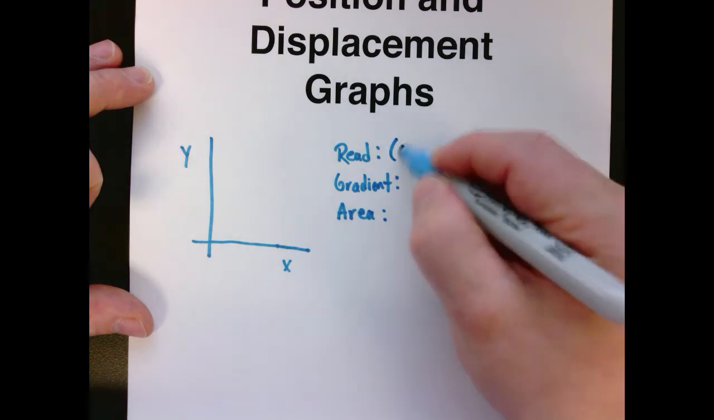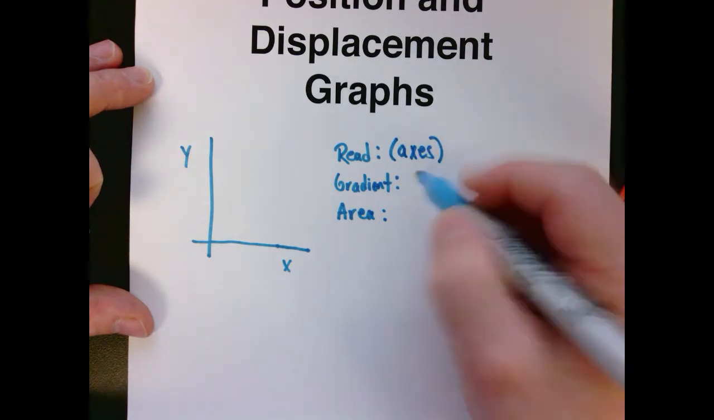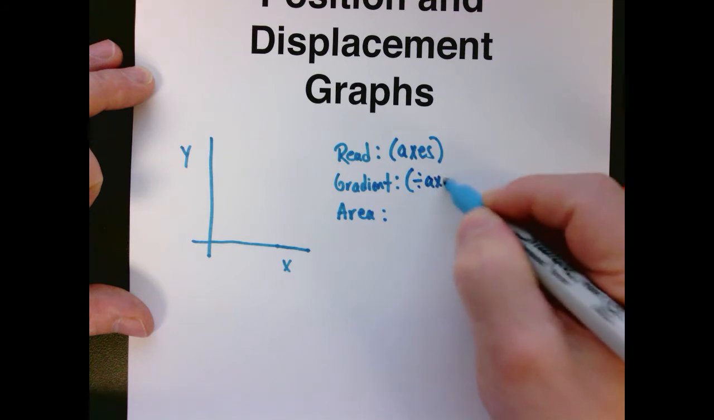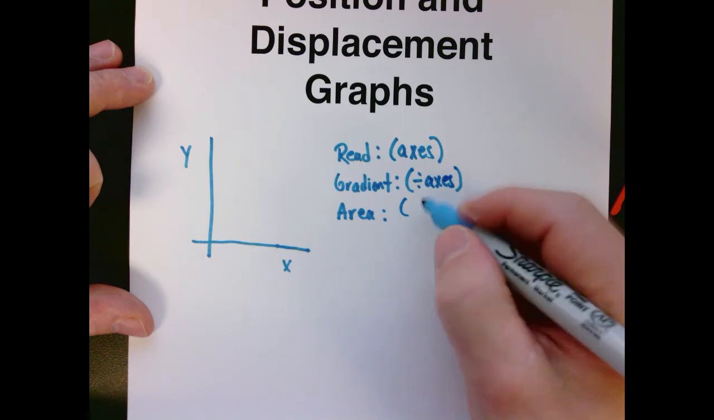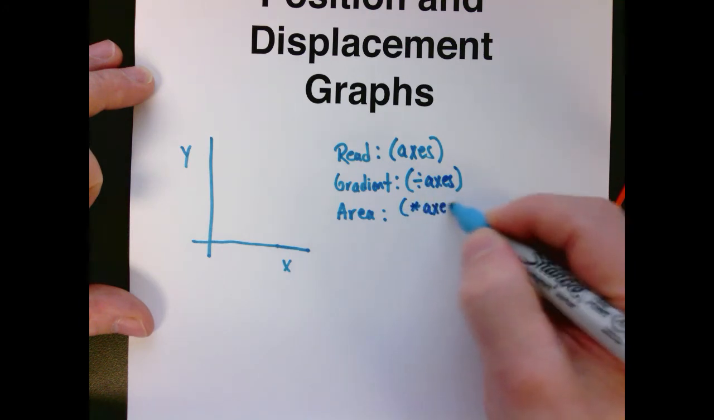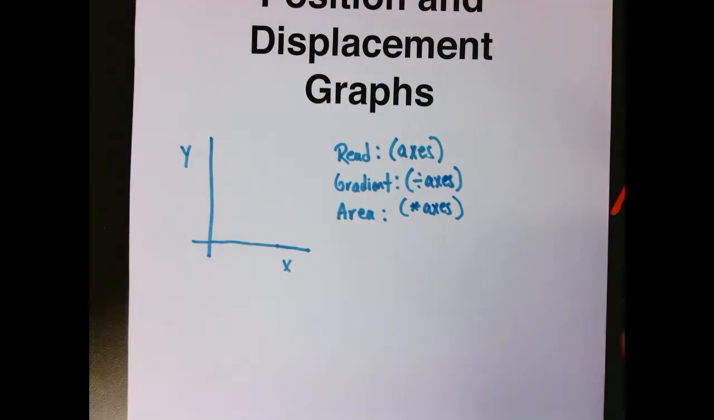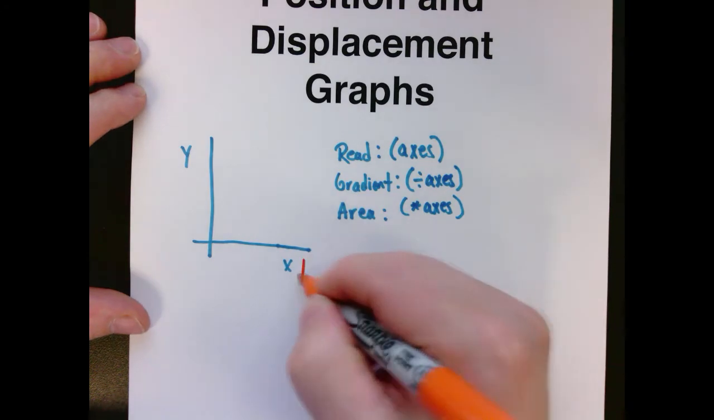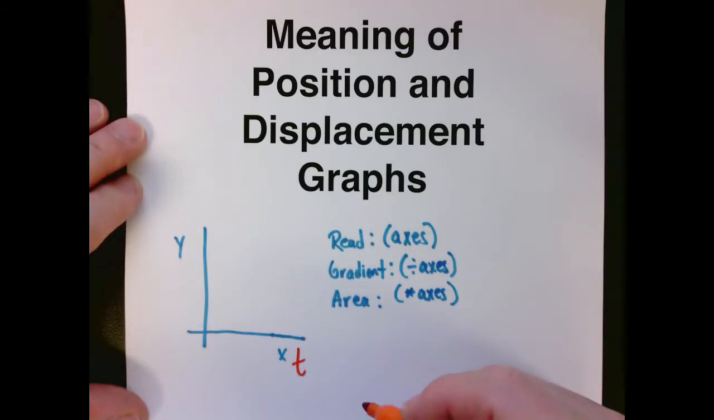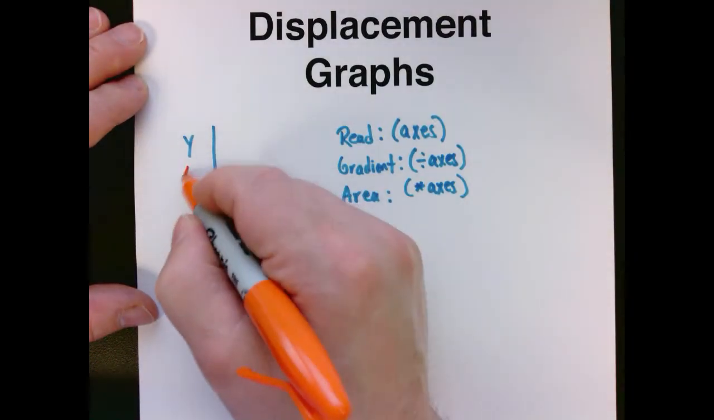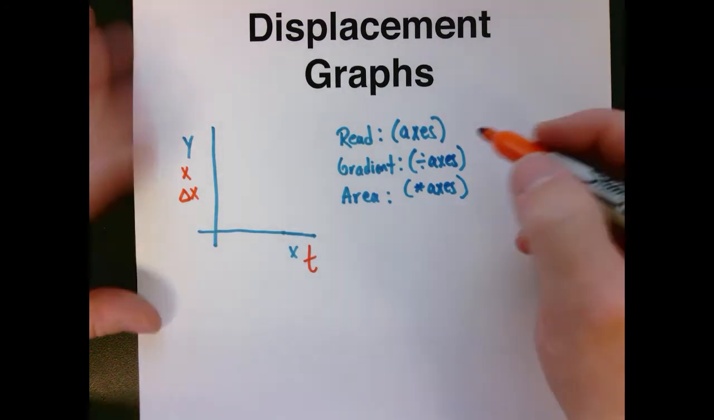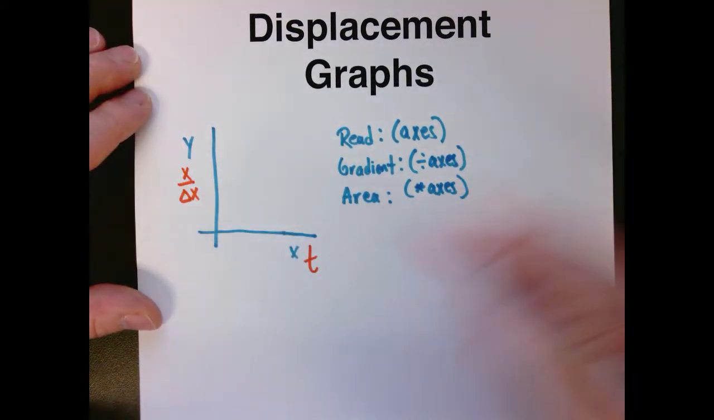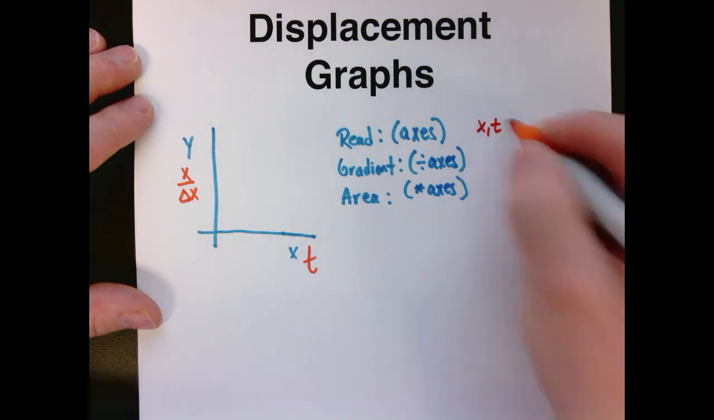Reading is just what the axes are. The gradient is dividing the axes. And the area is multiplying the axes. So in the case of our motion graphs, our position and displacement graphs, we can have x or we can have delta x, and we'll consider each one. What we can read from a position time graph is we can read position and time.